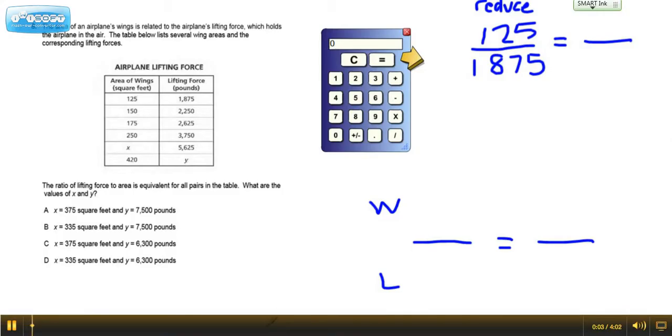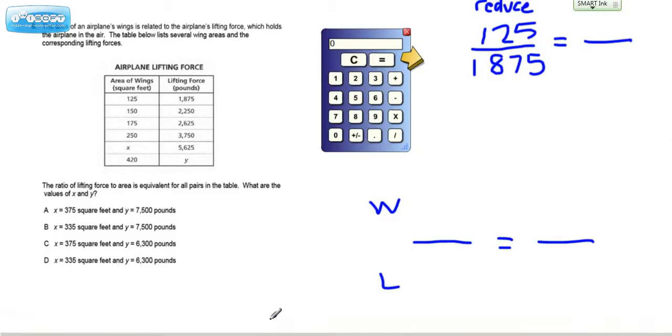We're looking at question number 8, which is one of the 2016 release questions. It says the area of an airplane's wing is related to the airplane's lifting force, which holds the airplane in the air. The table below lists several wing areas and the corresponding lift forces. The ratio of lifting force to area is equivalent for all pairs in the table. What are the values for X and Y?